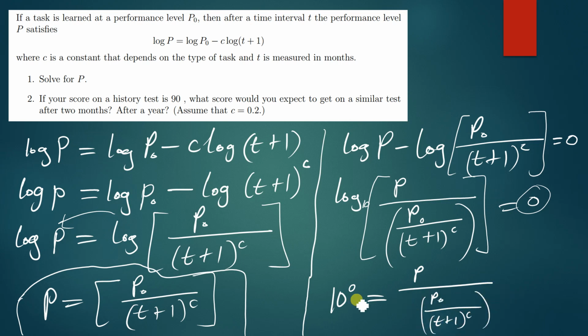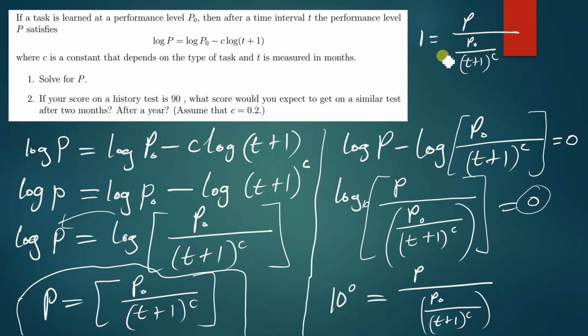Any number or any variable or anything raised to the power 0, the answer is what? It is 1. So here we simply have 1 on this part. So we have 1 this side, and 10 raised to the power 0 gives us what? 1. So we're saying 1 is equal to P over P0 over (T plus 1) to the power C.